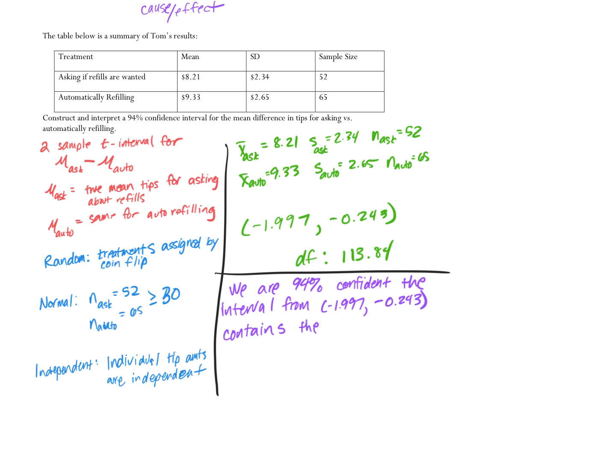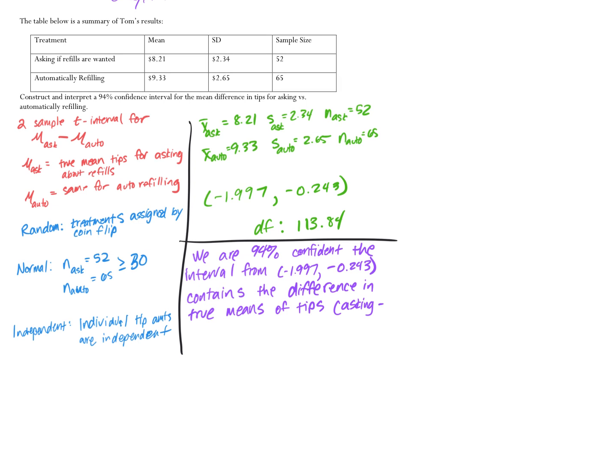And this is where the wording, we have to be very, very careful about the wording here, okay? We don't want to say the true mean difference because that suggests the mean of differences. And this is not a mean of a bunch of differences. This is the difference of two different means. Contains the difference in true means of tips, asking minus auto, for refills. Okay.